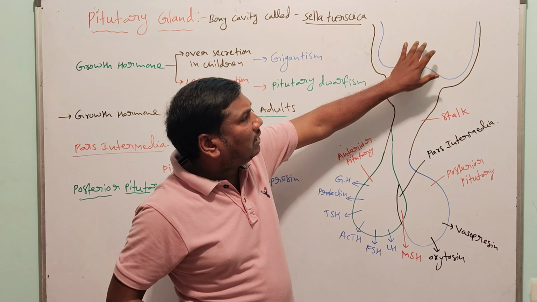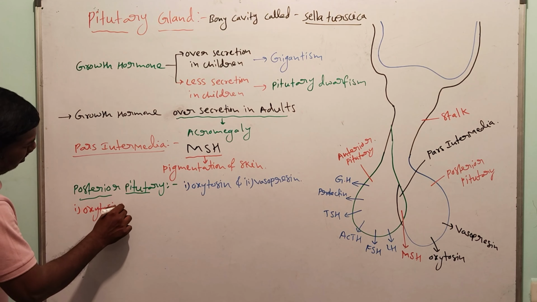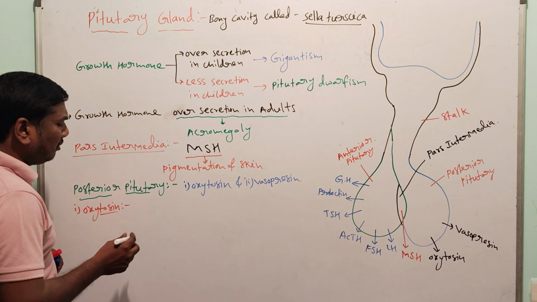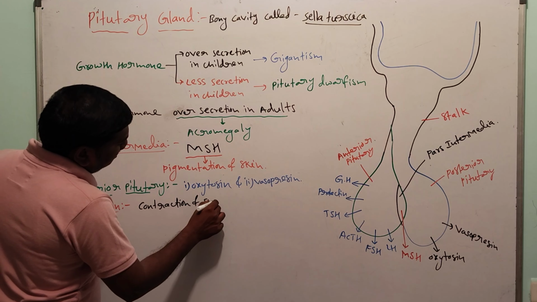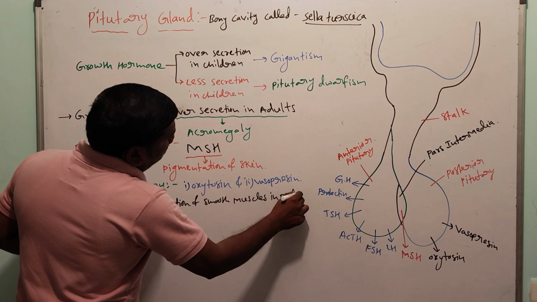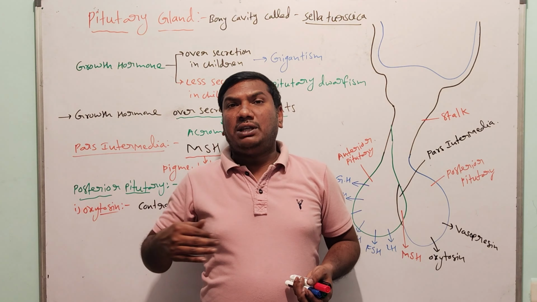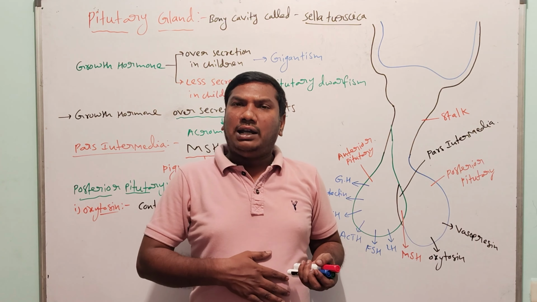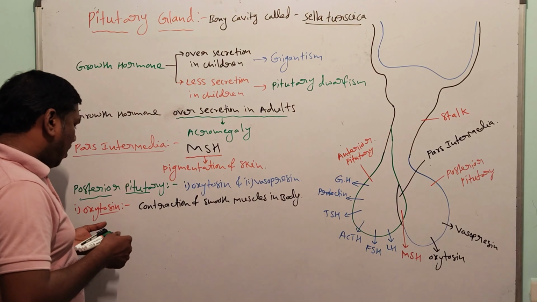Now the functions. First one is oxytocin. Oxytocin helps in the contraction of smooth muscles in the body, and also helps at delivery time. In a pregnant woman at delivery time, the uterus contains smooth muscles, and their contraction helps the delivery. Also, contraction of the mammary gland muscles helps in milk secretion. So that is oxytocin.